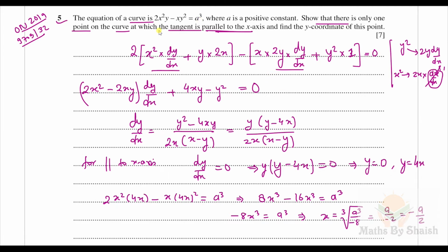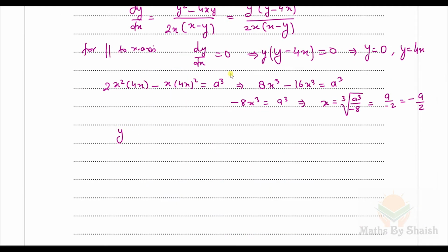Once we got the x coordinate where the tangent is parallel to the x axis, we can get the value of y also. Since y is equal to 4x, y is 4 times −a/2, which is going to be −2a.